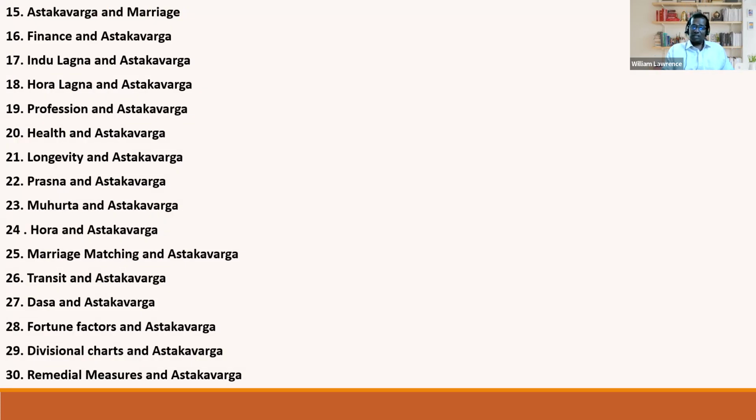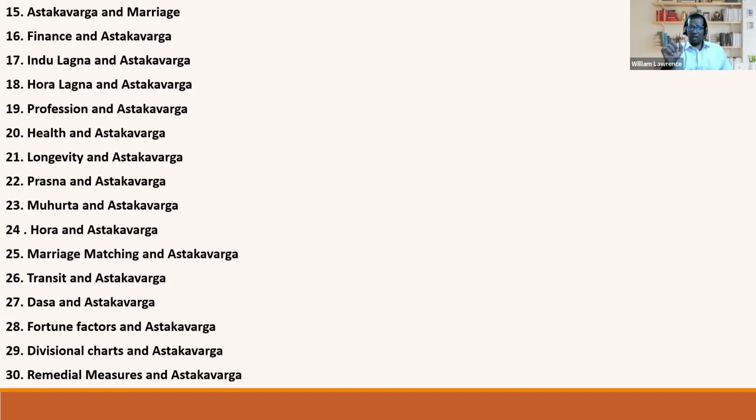Then Ashtavarga and marriage. There are huge ways of understanding marriage, but here a simpler method is just looking at the horoscope to see whether it is good for marriage or not. Not just marriage, even marriage matching can be done with Ashtavarga. You can match a horoscope with Ashtavarga also. Finance and Ashtavarga is very, very important. At a snapshot, looking at a horoscope, the strong points of finance can be seen through Ashtavarga.